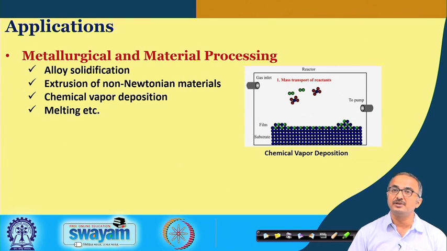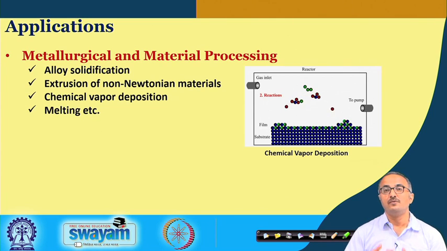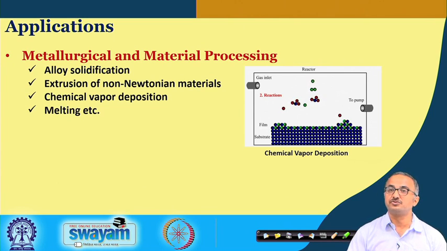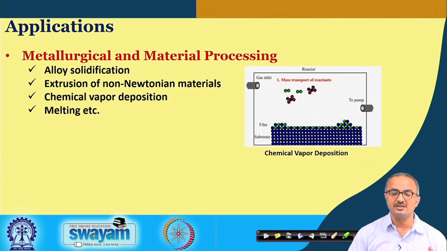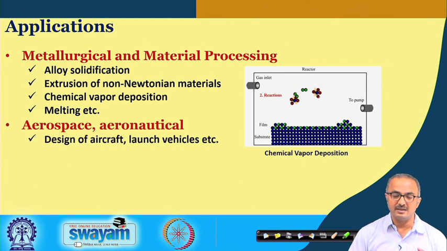Then coming to metallurgical applications, we have alloy solidification, extrusion of non-Newtonian materials, and chemical vapor deposition, about which we just showed this figure, where there is a substrate on which we try to deposit some kind of molecules to get a very thin layer. This is used in the semiconductor industries. Similarly, in melting, how the melting takes place and how the various components get distributed inside the system can all be studied using the balance equations.